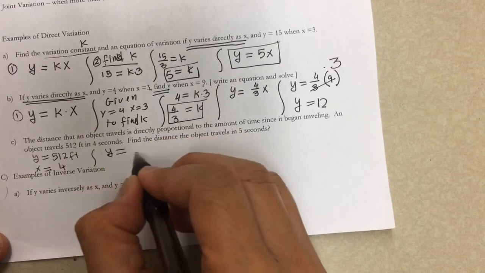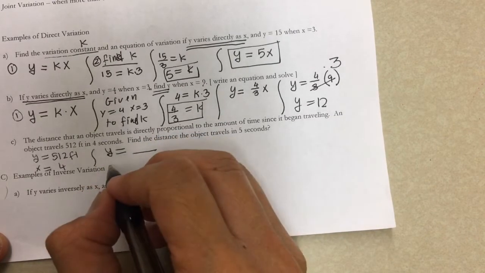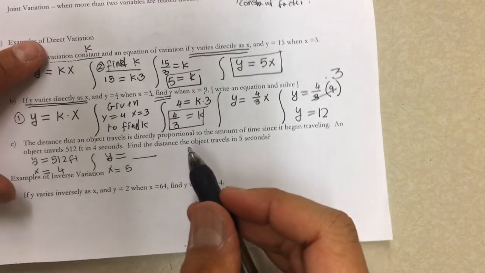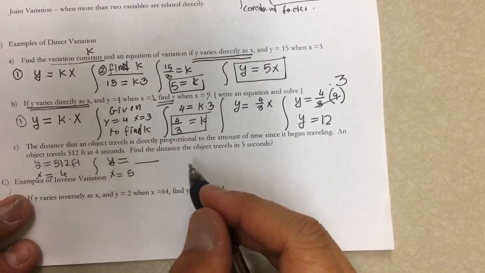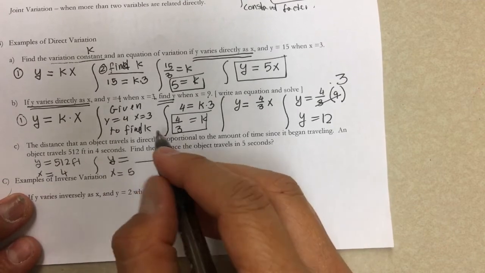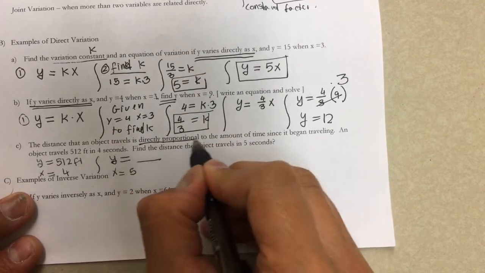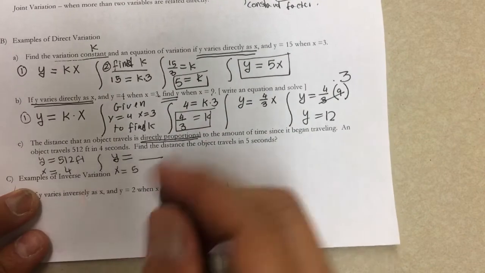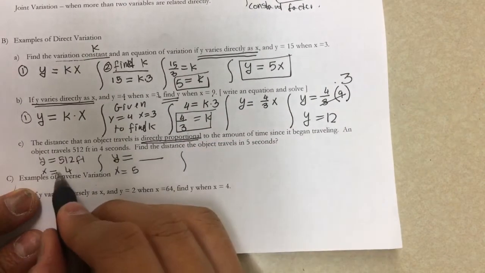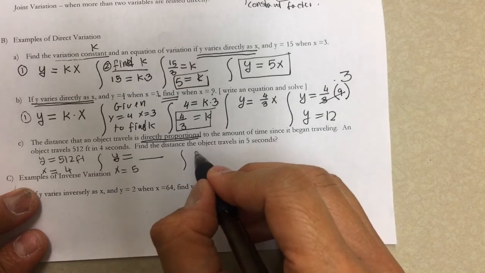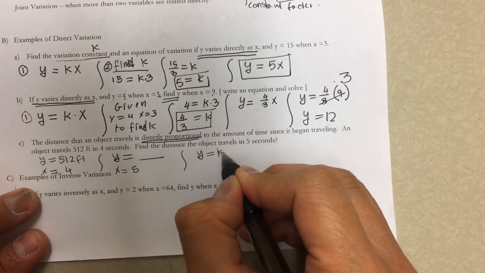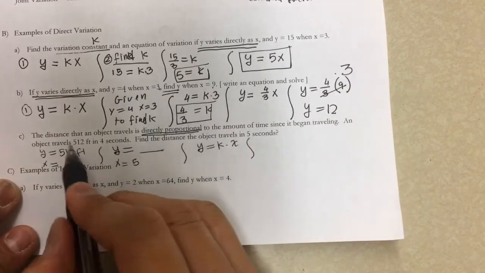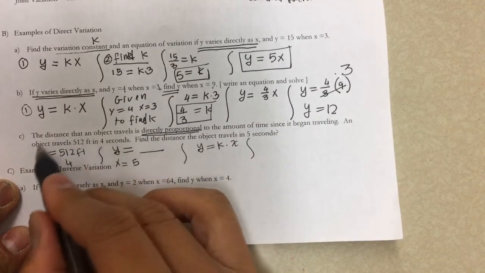So we're going to let y be the distance when the time is 5 seconds. Now this is a direct variation. Another way to recognize direct variation is when you see directly proportional. So what you do once you have summarized the information is you write the equation that we use to model a direct variation. And the next thing you do is you use the given information to find k.